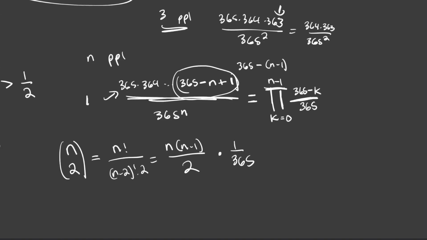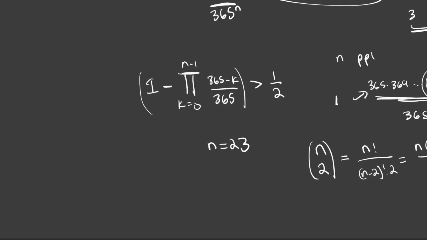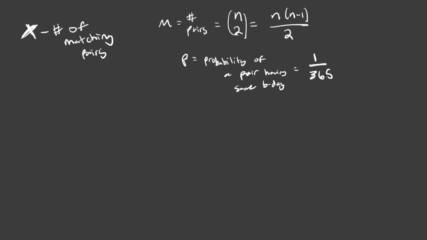So what we could do is essentially model this as a binomial distribution. Let's say x is the number of matching pairs, and then we just find the expected value of it or approximate it. Okay, I ran out of space here, so I'll make a new page. Basically, we're saying that m is the number of pairs that we can get from n people, so it's going to be n choose 2. And p is the probability that one of these pairs has the same birthday. Now we're essentially taking independent trials, so x is going to be roughly a binomial (m, p) distribution.